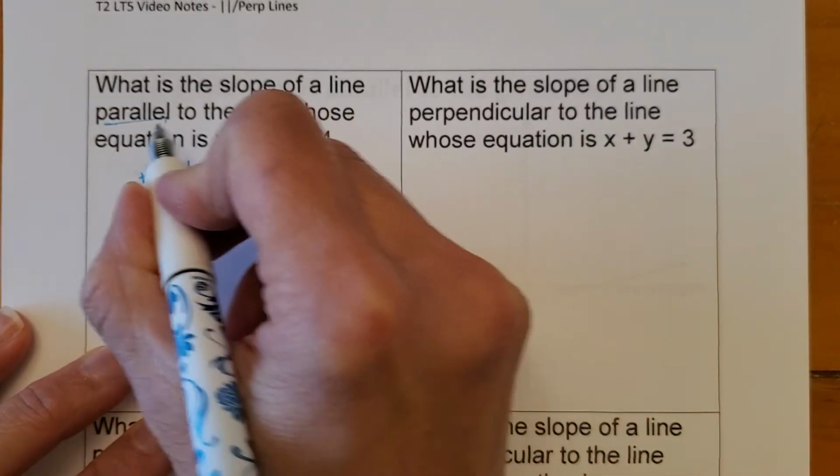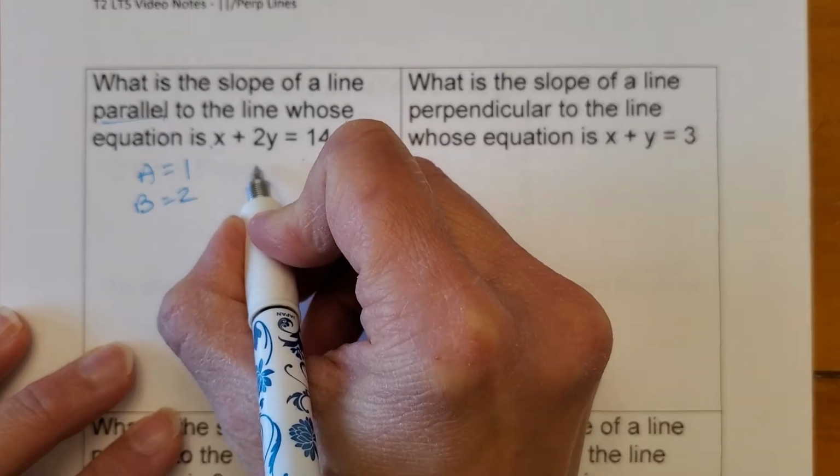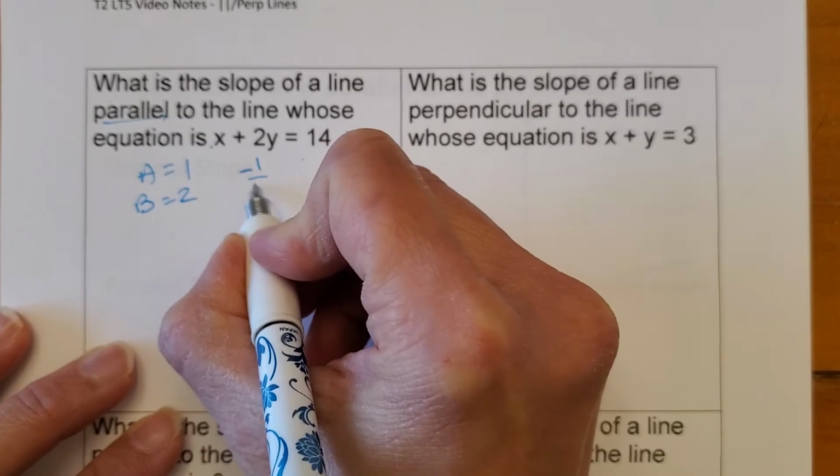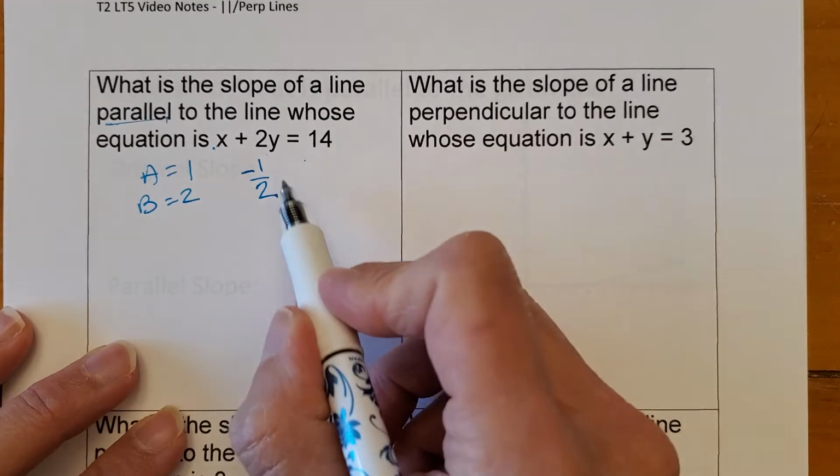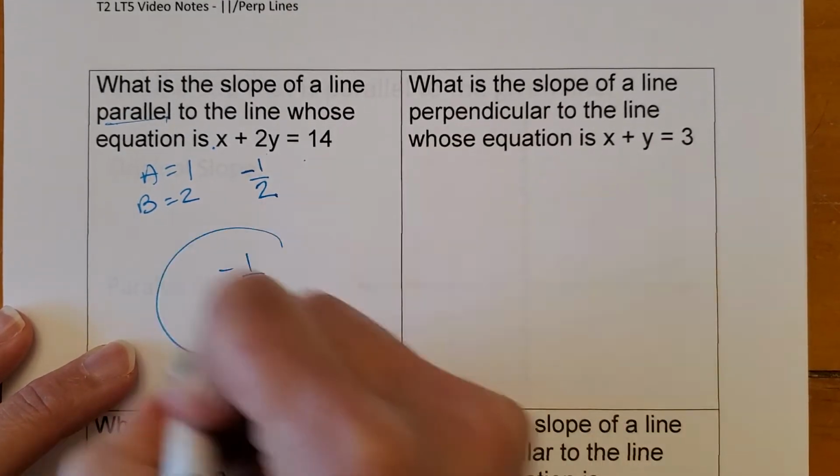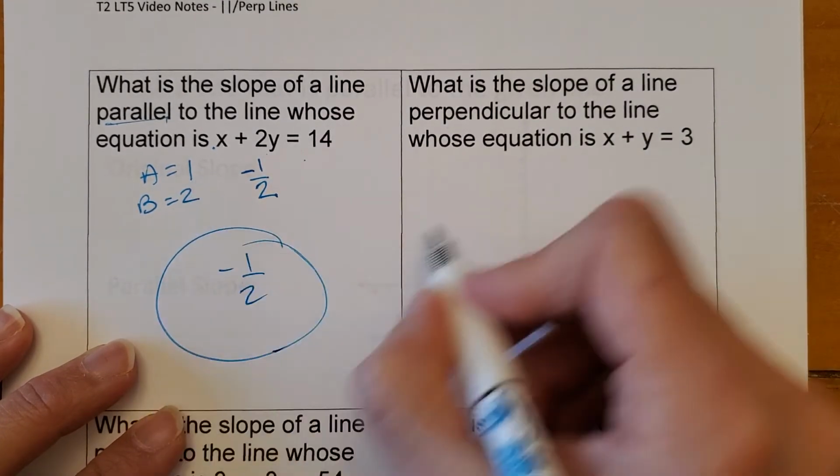So I'm going to say, oh, the slope of a line parallel would be the same. So that's the opposite of 1/2. So the slope of this line is -1/2. So that means the slope of my line will also be -1/2 because it's parallel.